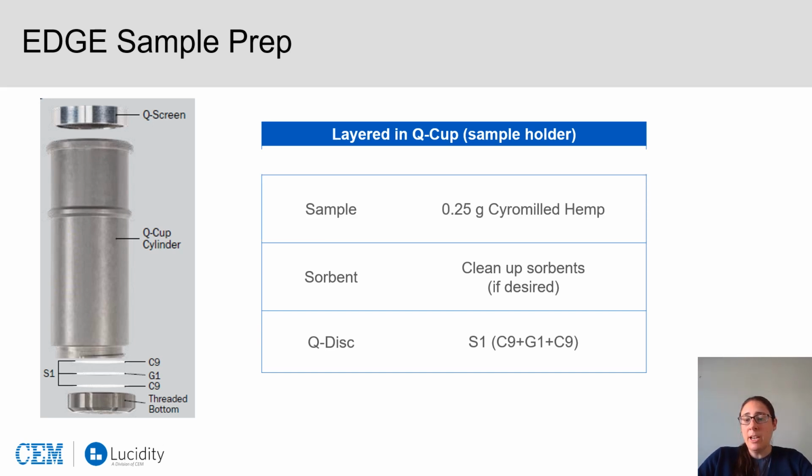You then add your sample. In this case, we are doing 0.25 grams of a cryo-milled hemp sample. And then lastly, you put in what we call our Q screen. That is just a stainless steel mesh that helps keep the sample down in the solvent. A lot of these samples that we work with float, and that's not going to get the best extraction as they're floating around in there. So we want them compressed and down at the bottom, and that's what that Q screen is going to do.